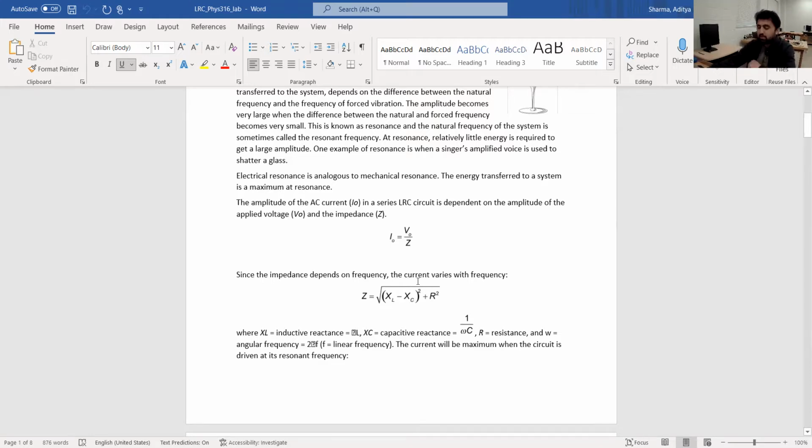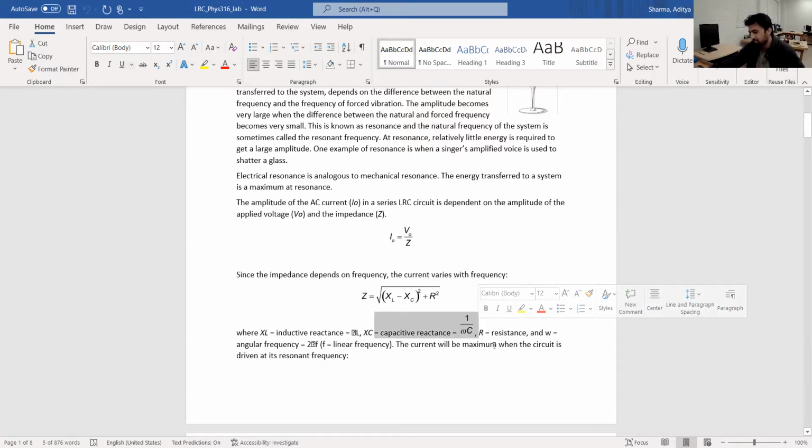Also, the reactance can be negative. XC, as you can see, is negative. Sometimes capacitive reactance is written as 1 over omega C, and sometimes as minus 1 over omega C, and then it's just XL plus XC. So reactance can be negative. That's one difference between resistance and reactance as well.